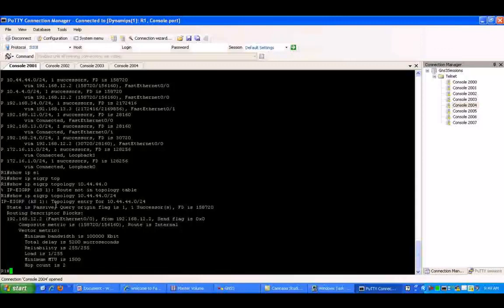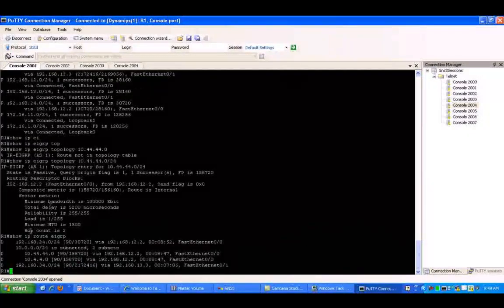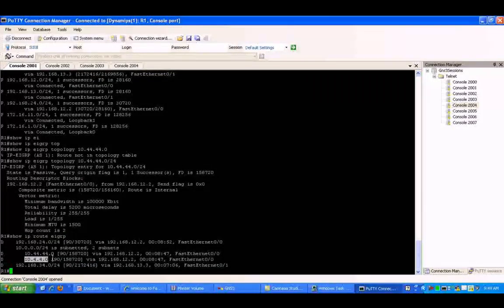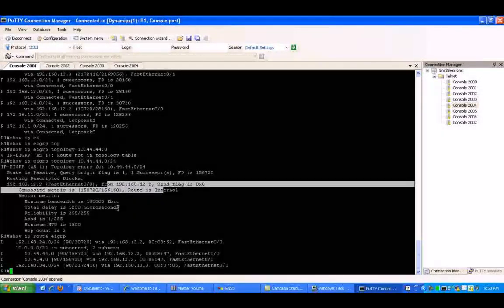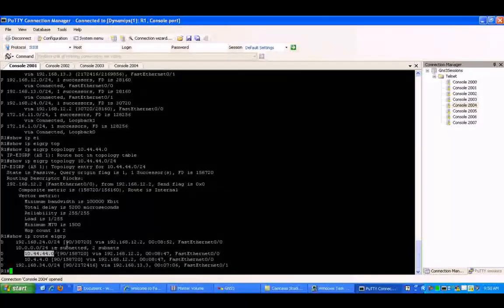It calculates its metric based on the K values. And what we can see from this, if I look at the routing table again, if we look at 10.4.4.0, the feasible distance is 158,720. My advertised distance is 156,160. Now this is the distance it takes from router 2's perspective. That's how router 2 sees that distance to this network.